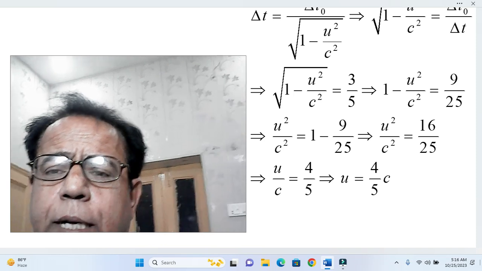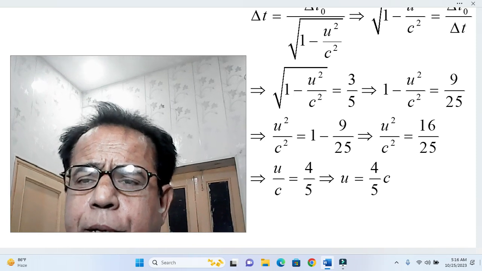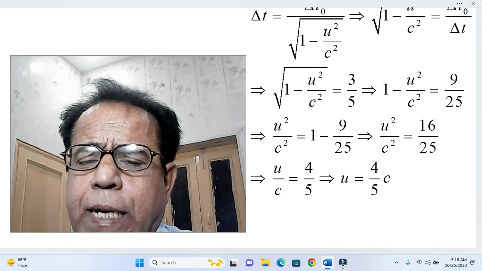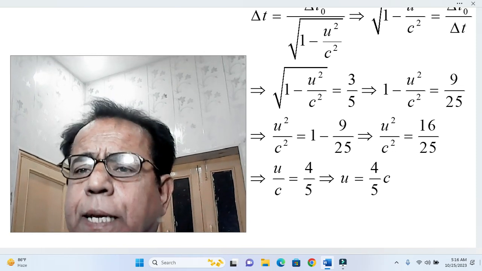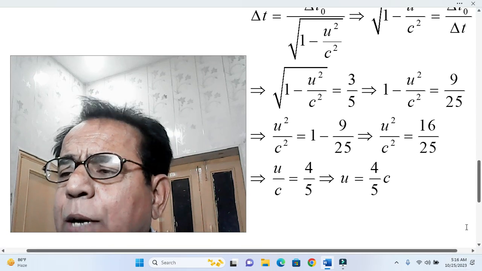2.998 into 10 raised to the power 8 meter per second, which we usually take as 3.0 into 10 raised to the power 8 meter per second. Okay, and this is the end of our problem.